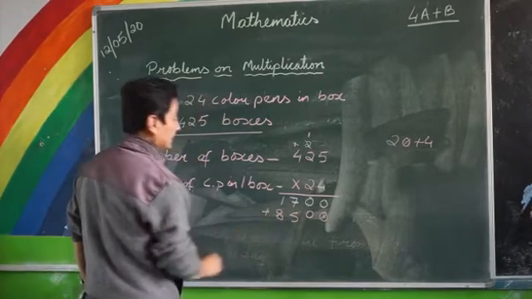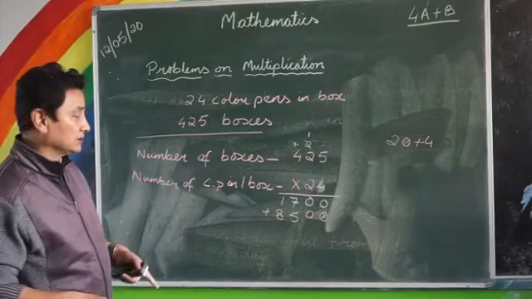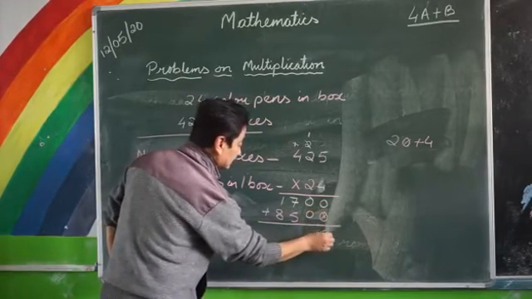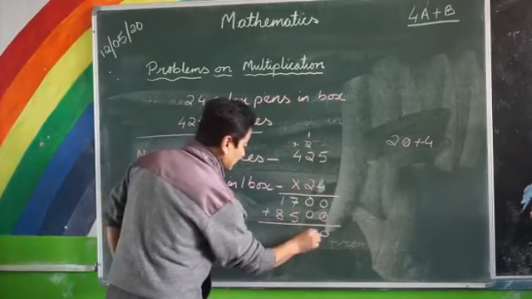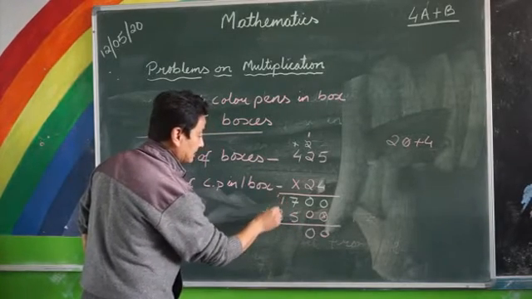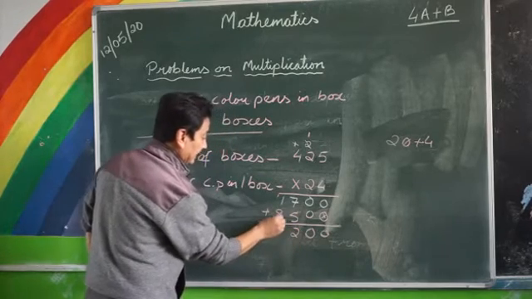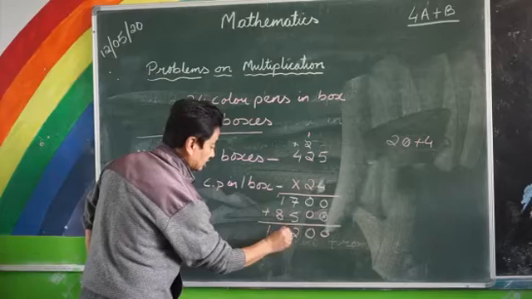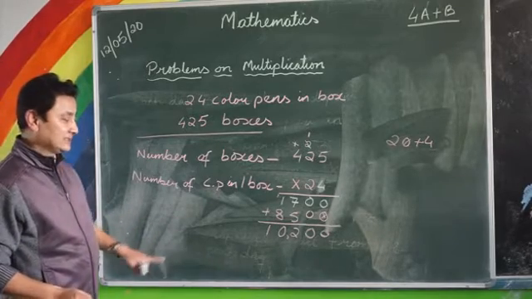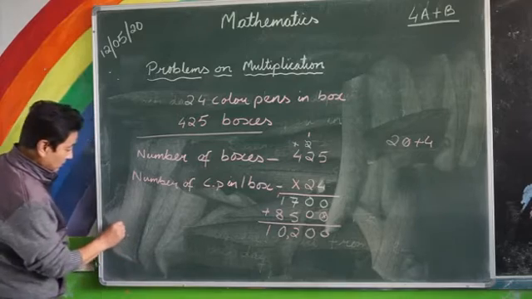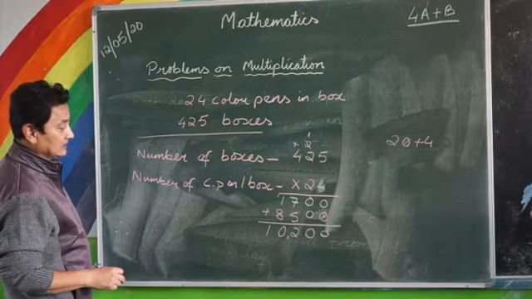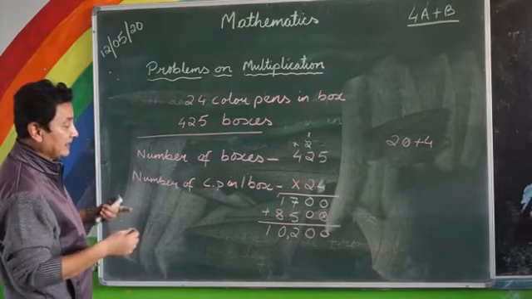Now to get how many color pens are there in all those boxes, what should we do? We must add. So let's add. 0 plus 0, 0. 0 plus 0, 0. 7 plus 5, 12. You do not write 12 here, you carry the tens number. 1, 2. And 8, 9, 10. 1, 0. Okay, you got that? Very good. Now we have to write the answer in a sentence. So, short form of therefore, one tikka, one tikka, one tikka. Okay? So, what is the answer? 10,200. So, how many color pencils are there in all?